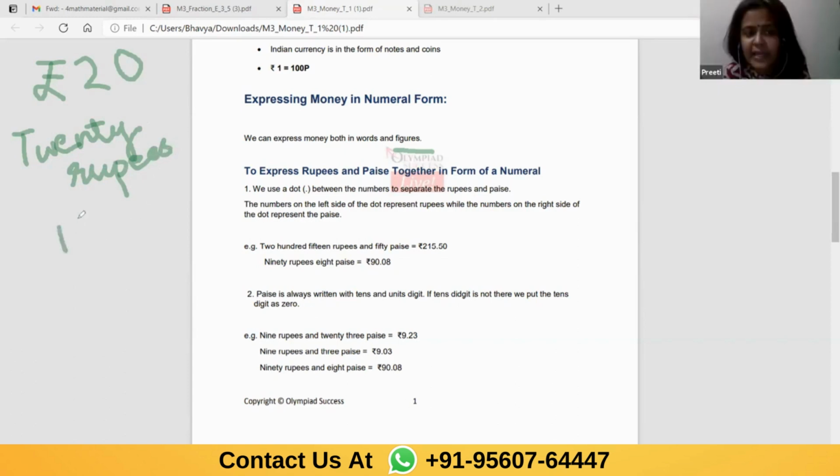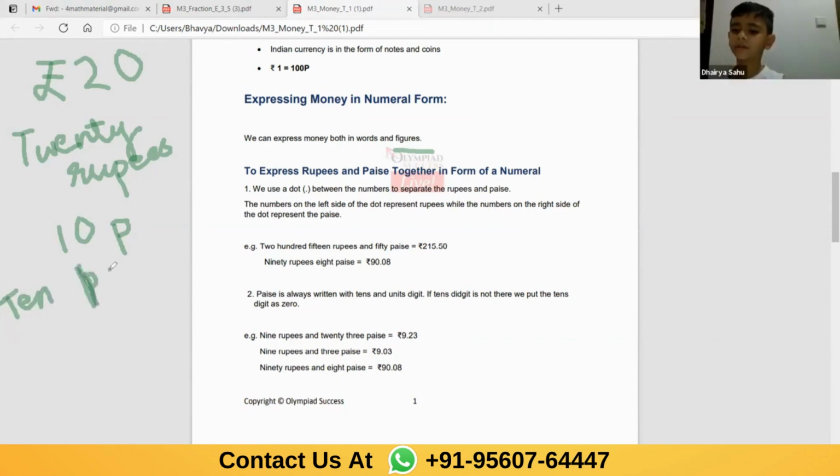Now suppose if I have to write 10 paise, then this is how I write in figures, 10p. And if I have to write the word form, Ma'am, right now your voice was breaking. My voice was breaking? Okay, now is it clear? Yes, ma'am, internet issue. The first one is clear to me.